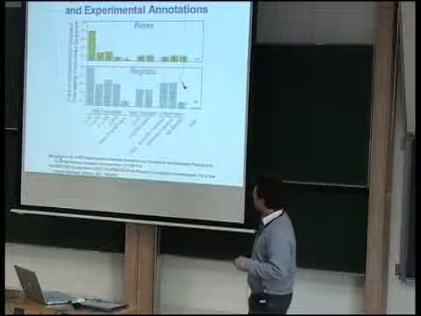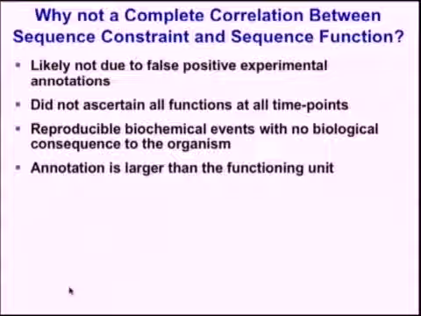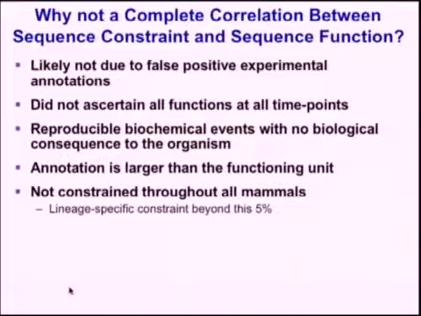And this led to a number of interesting questions and hypotheses as to why there was this lack of correlation. Why did we actually see many experimental annotations with no evidence whatsoever of being under evolutionary constraint? One hypothesis, which we showed to be true, was that sometimes the annotation was actually larger than the functioning unit. This is due to the resolution of the microarrays that were used at the time for generating much of the data.